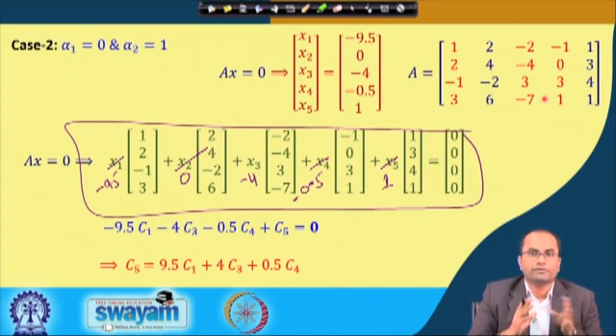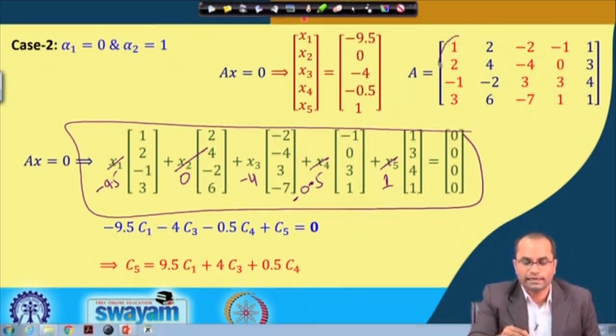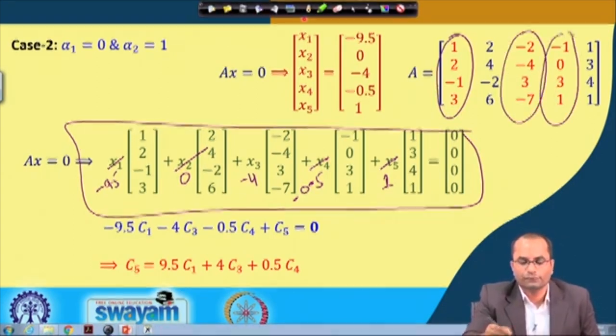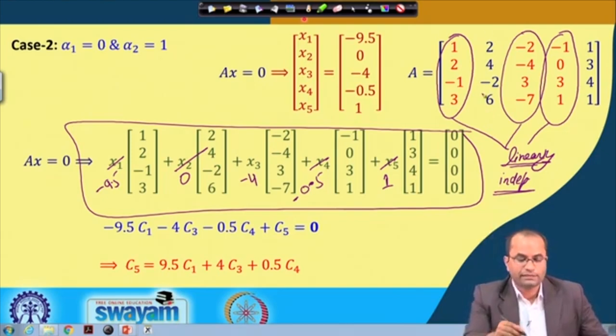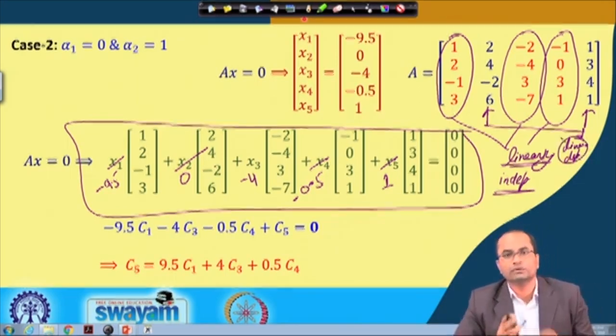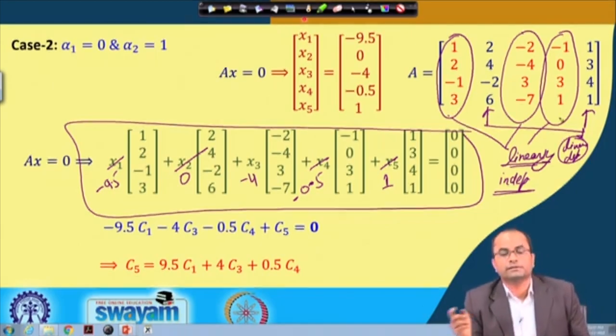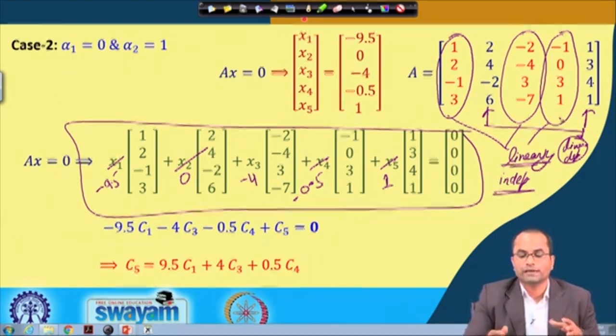Another observation we can make from the reduced echelon form is that these vectors in red, column number 1, column number 3 and column number 4, can easily be proven directly from the reduced form to be linearly independent. And we have seen that the columns corresponding to the free variables are linearly dependent. This is the general result also, not just for this particular example: the columns which have the pivots in the reduced form are always linearly independent, and the other columns, which have free variables or do not have the pivots, are linearly dependent.